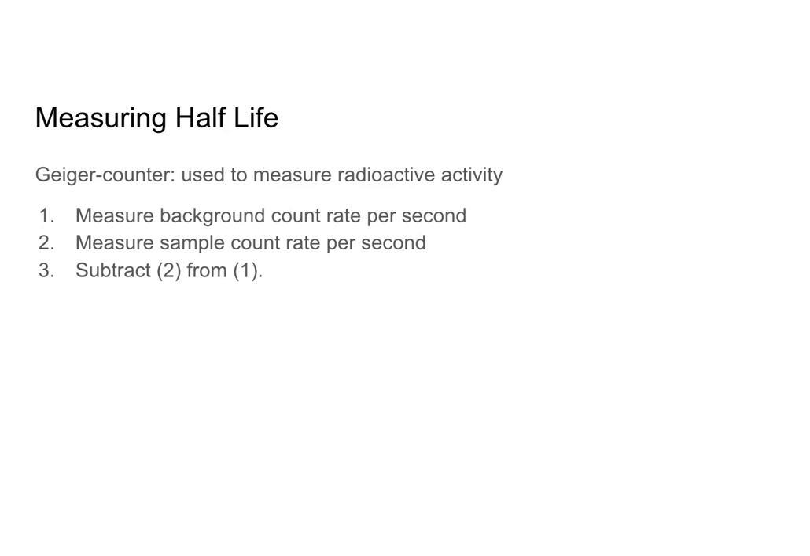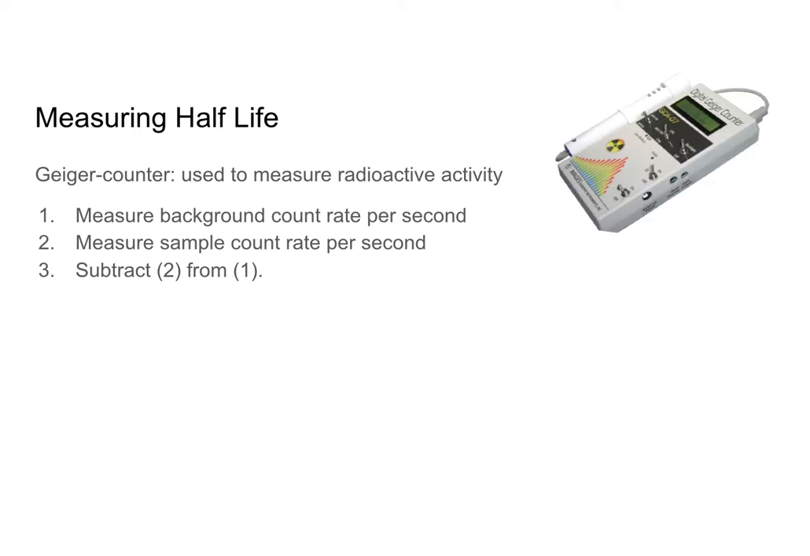Moving forward, I want to talk about how we measure half-life. One of the most common tools for measuring half-life is the Geiger counter, pictured up here on the right. Just so y'all are aware, this image comes from an Amazon post of someone selling a Geiger counter. Geiger counters are a tool we use to measure radioactive activity, and what we want to do with a Geiger counter is measure the background count rate per second.